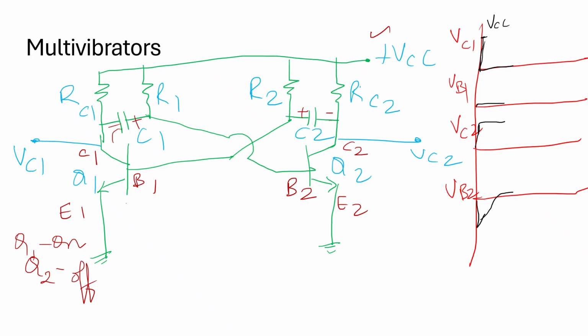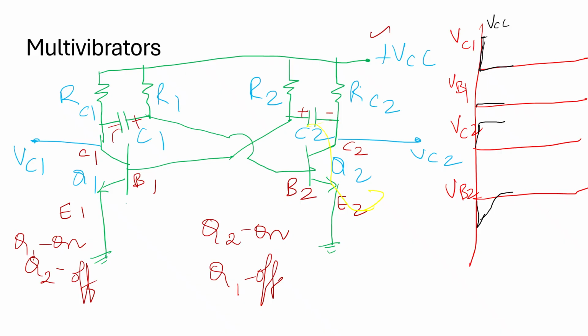Now I am shifting on to mode 2. During mode 2, Q2 is on and Q1 is off. When Q2 is on, VB2 will be low and VB1 will be showing a very minimum value, and the capacitor C2 starts discharging in this manner and C1 starts to charge.